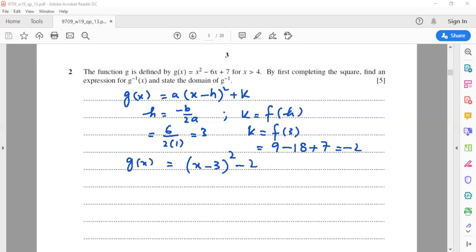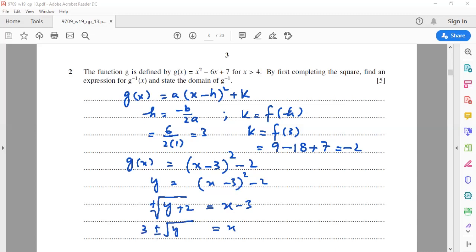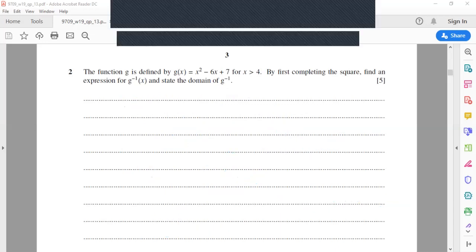So to find the inverse of this now, let's place it equal to y. By shifting 2 to the other side, it becomes y plus 2. To finish this square, let's take the square root, and a plus minus equals x minus 3. So x is going to be: minus 3 goes over there, becomes plus 3, 3 plus minus square root of y plus 2. So g inverse of x is going to be 3 plus minus square root of x plus 2. This is for your question number 2. Now let's go for the next one.